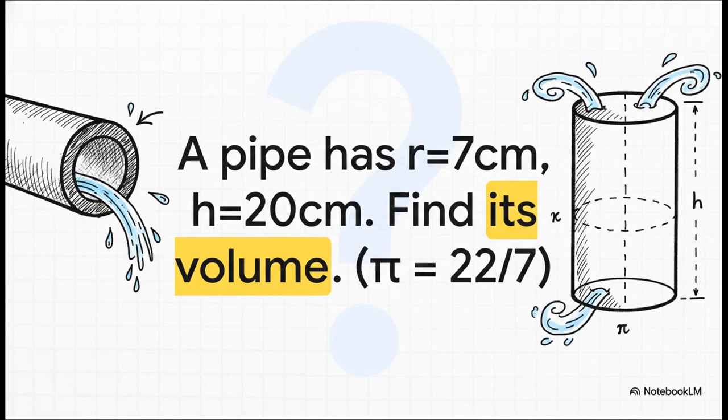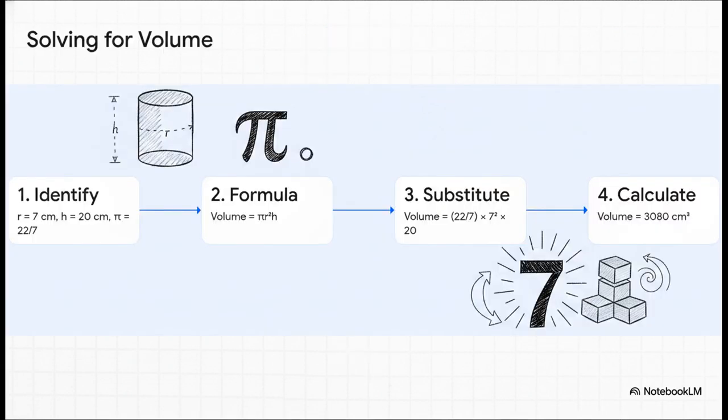All right, time for another example. We have a cylindrical water pipe. Its radius is 7 centimeters, and its height is 20 centimeters. So the question is, what's its volume? In other words, how much water could this section of pipe hold? Okay, let's do this step by step.